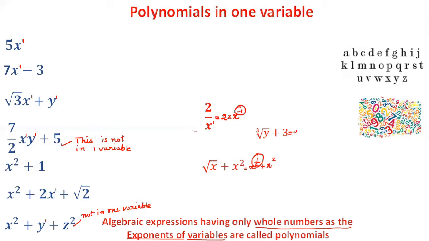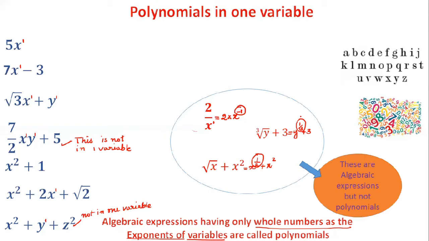Now root 3y plus 3 is equal to y to the power 1 by 3 plus 3. Look at the power of y, 1 by 3. It is a rational number, but it is not a whole number. So these are algebraic expressions, but they are not polynomials.